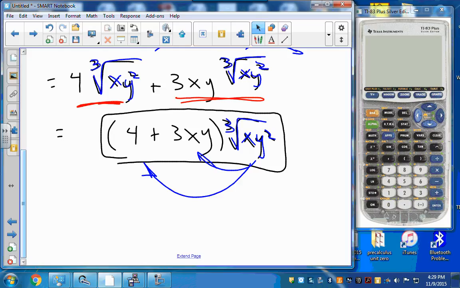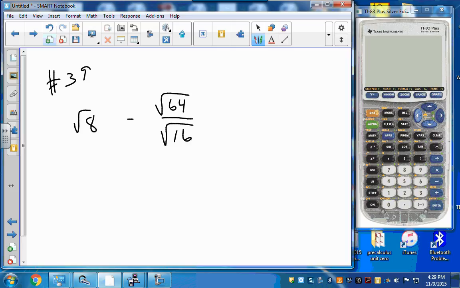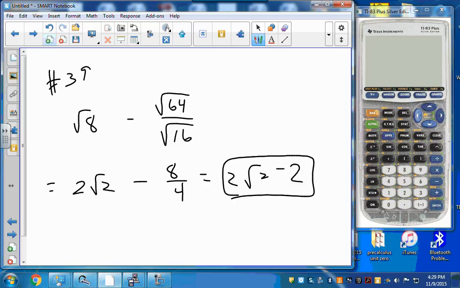Number 39. Directions say simplify. I have the square root of 8, and I'm subtracting off the square root of 64, square root of 16. I can do this a couple of ways. The square root of 8 is 2 root 2. The square root of 64 is 8. And the square root of 16 is 4. So this is 2 root 2, take away 2. And that's about all I can do there. I suppose if I want to factor the 2 out, I could. I'm not sure this is simpler.